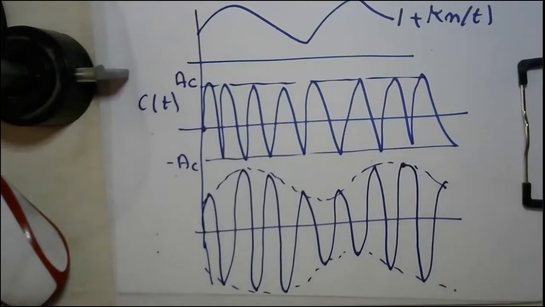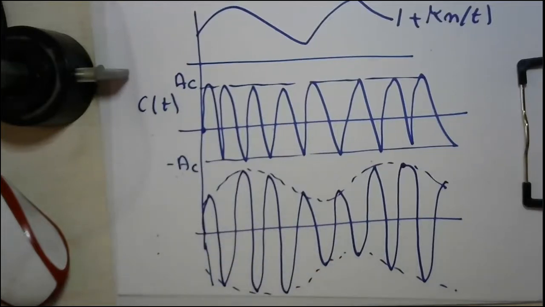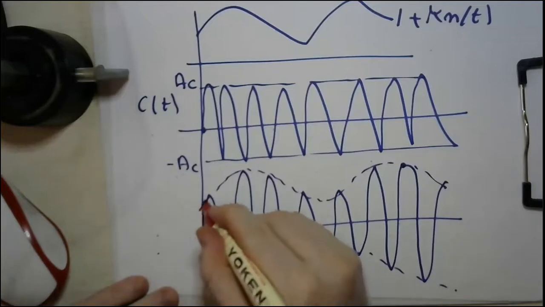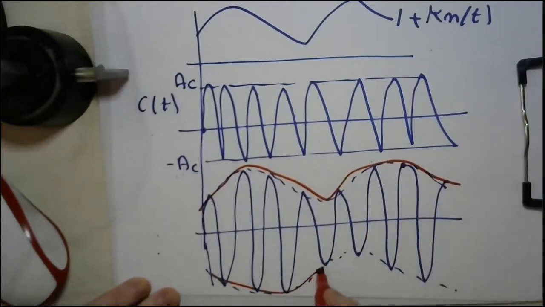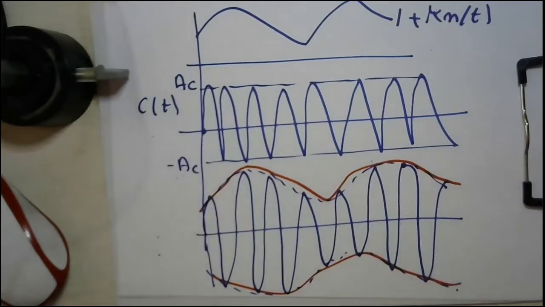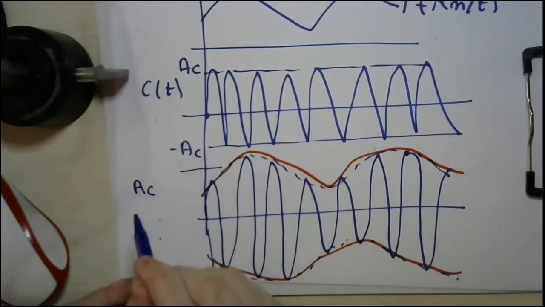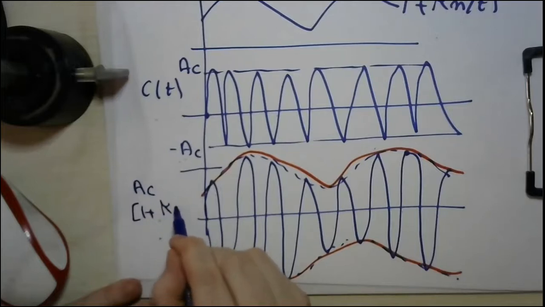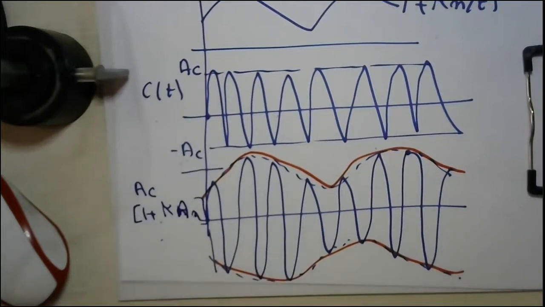In this way. Now this is a carrier, and your message is hidden in the envelope of the carrier. So this is your message, hidden in the envelope of the carrier. Your new carrier amplitude is very simple. It's AC, 1 plus K AM, in this manner.